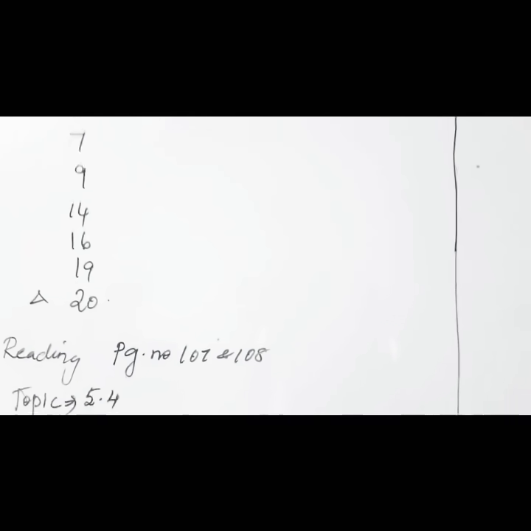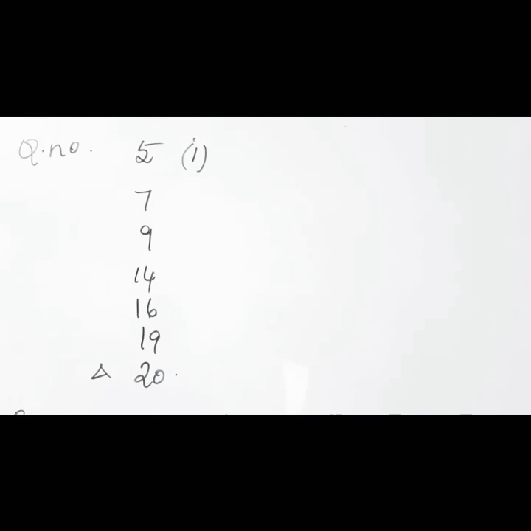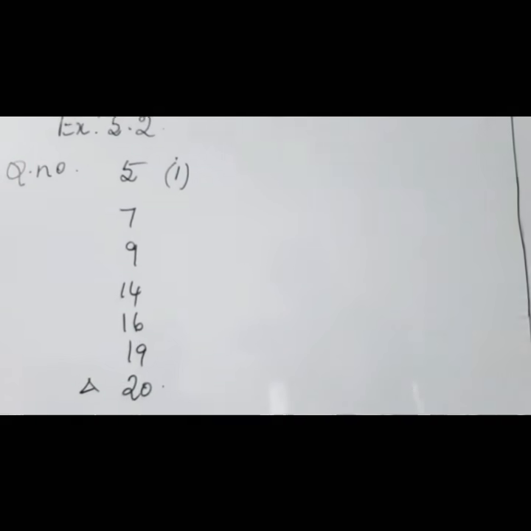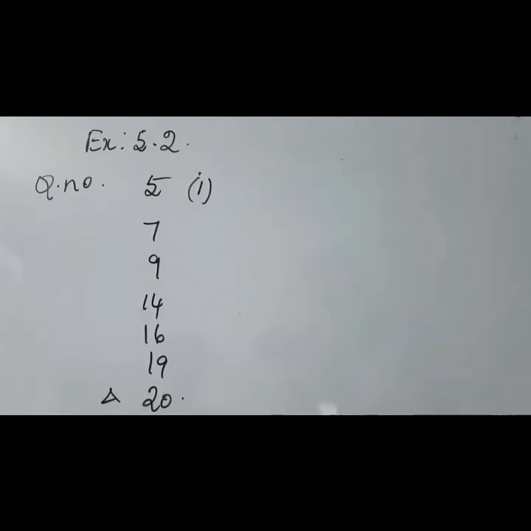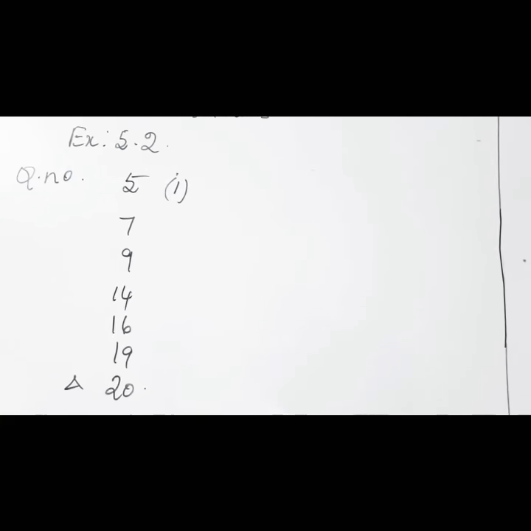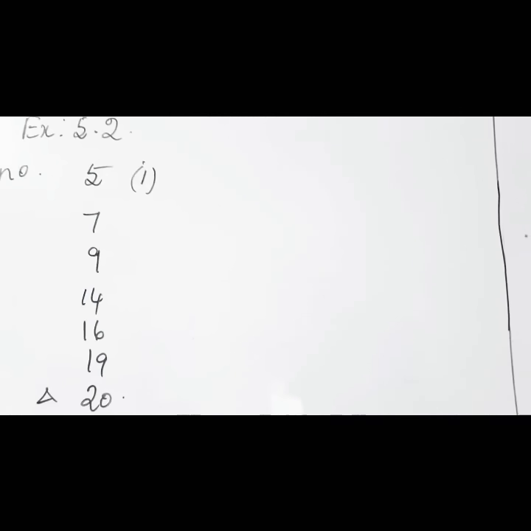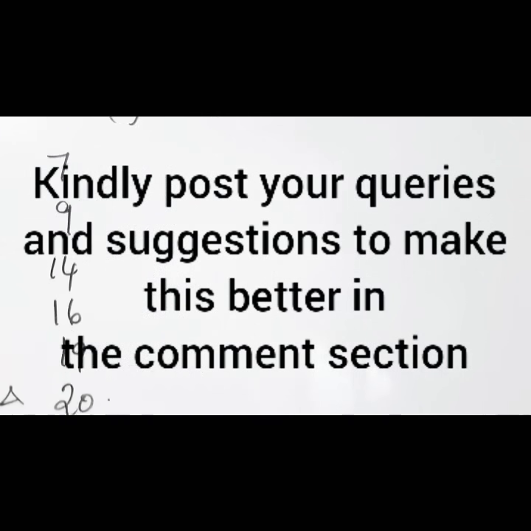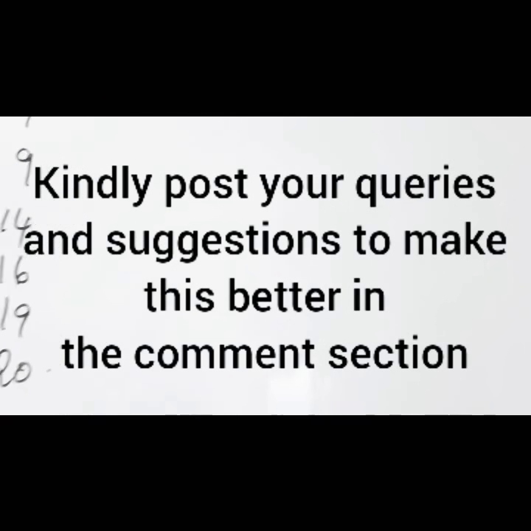5.2 is over. Let me catch you in the next video to solve 5.3. 3 formulas we have learnt in exercise 5.2. First formula: D is equal to AN minus A(N minus 1). Second formula, AN from the beginning, that is A plus (N minus 1) into D. Third formula is AN from the end, that is AN is equal to L minus (N minus 1) into D.